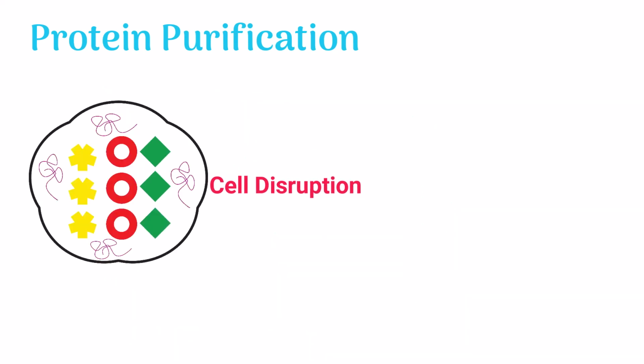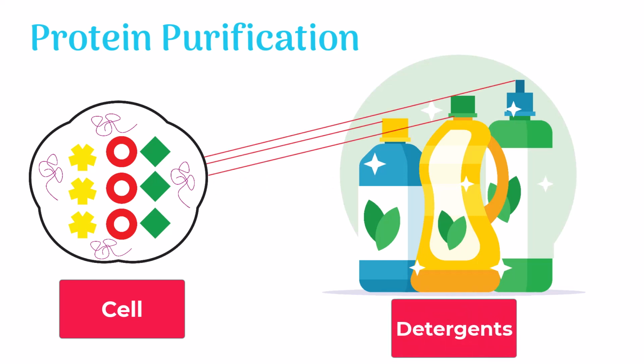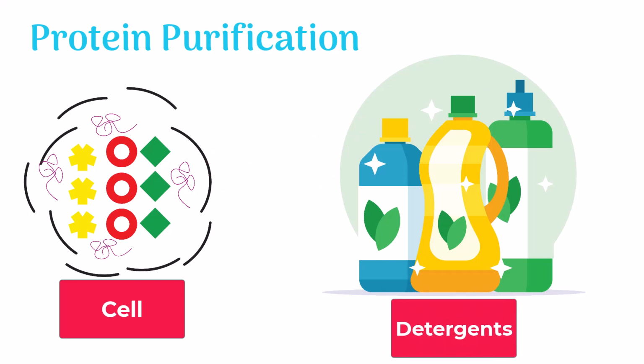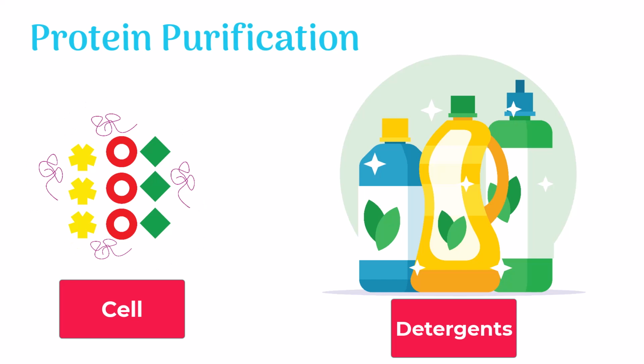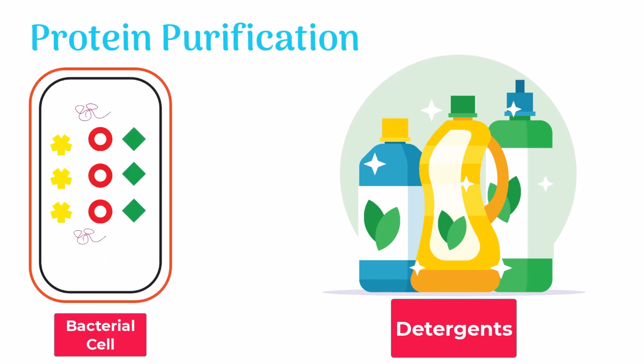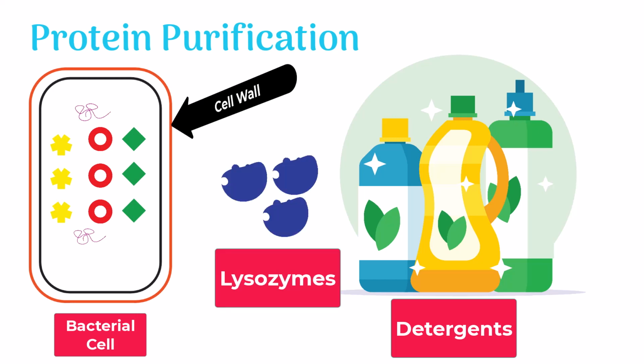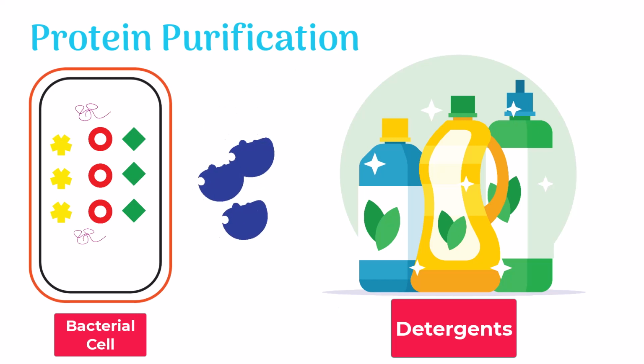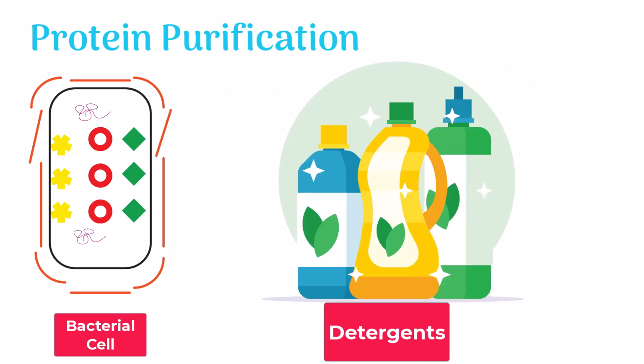In cell disruption, different detergents are used to destroy the cell. The cell is disrupted to take out the protein of interest along with other contents from it. Bacterial cells have a cell wall, so we use special enzymes called lysozymes to fragment the cell wall, and detergents to break the cell.